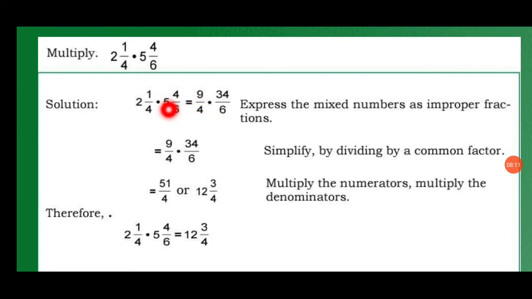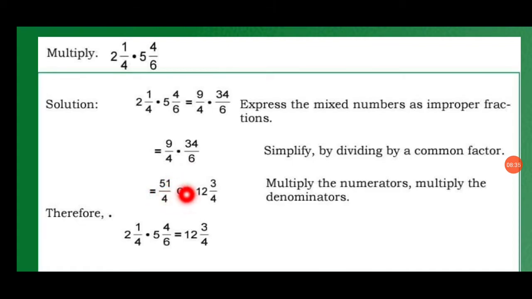Next, 6 times 5 is 30, plus 4, that is 34 over 6. Our solution now is 9 over 4 times 34 over 6. So the answer must be 306 over 24. And we are going to reduce it to lowest terms. So 306 divided by 6 is 51, and 24 divided by 6 is equal to 4.